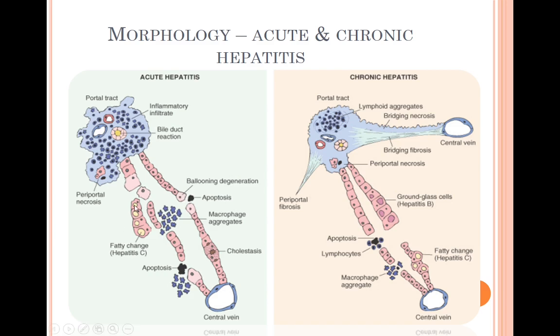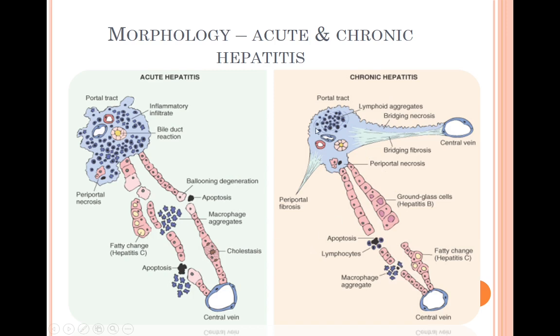And then, of course, there may be reversible damage of the hepatocytes, fatty change in hepatitis C especially. Some of the hepatocytes can die because of apoptosis, okay? And of course, in the long run, there can be cholestasis. And inflammatory cells in acute hepatitis may be restricted to the portal tracts. In chronic hepatitis, the macrophage aggregates can also come in. And here you can see macrophage aggregates in chronic and also in acute.